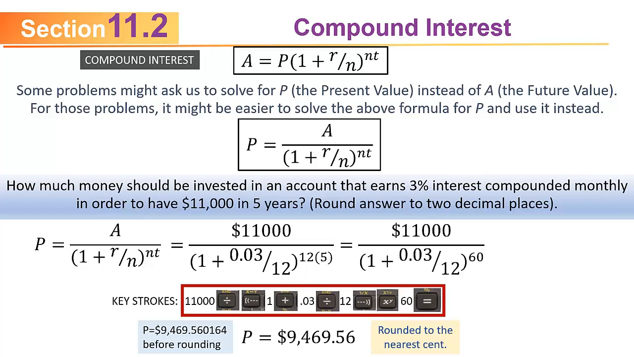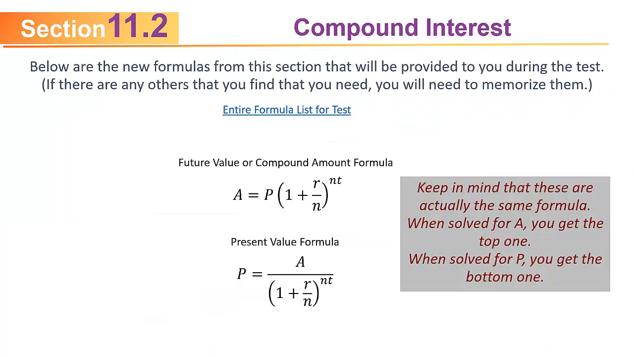Again, it seems fairly reasonable that you start off with a little less than $9,500, and 5 years later you end up with $11,000. That doesn't seem to raise any red flags in my mind, so I'll accept that answer. And again, I said this before, but those two formulas for capital A equal to and capital P equal to are really the same formula. The top version is solved for A, the bottom version is solved for P, but those aren't really two different formulas.